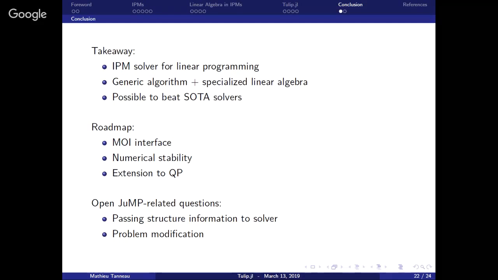If you want to have a more JuMP-related talk, there are two things that interest me particularly. The first one is how you can give structure information to the solver. So I told you I'm able to exploit structure, but I need to know that structure. And if you only pass me a generic JuMP model, I'm not necessarily able to exploit that. Open question, how can you give structure information to the solver in a somehow generic way through JuMP?